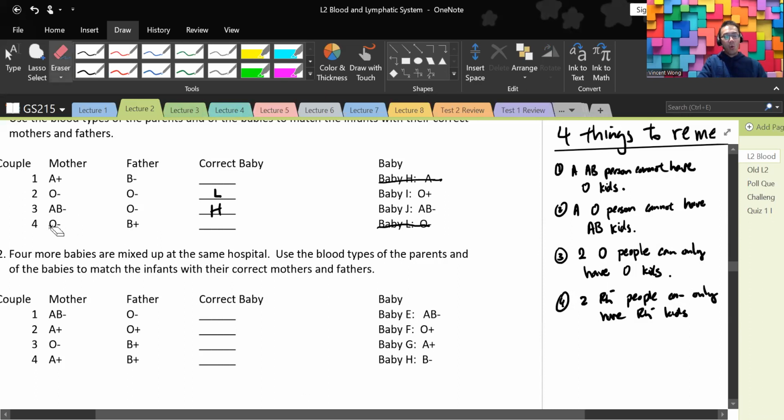Next one has an O. Only 2 babies left to take home. And we know type O cannot have an AB baby. So that must be I. And then the last one.